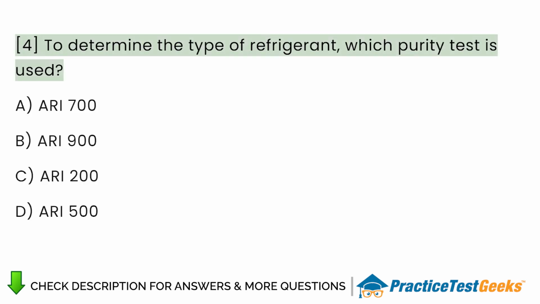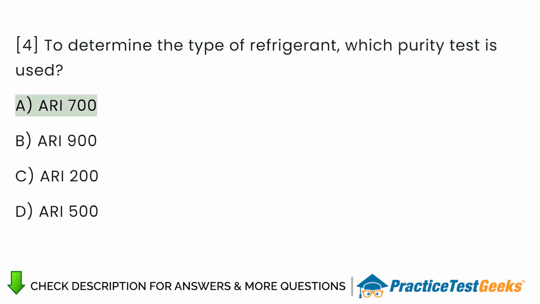To determine the type of refrigerant, which purity test is used? A. RE 700. B. RE 900. C. RE 200. D. RE 500.